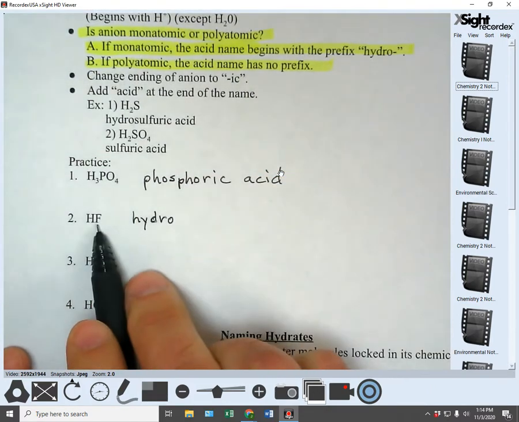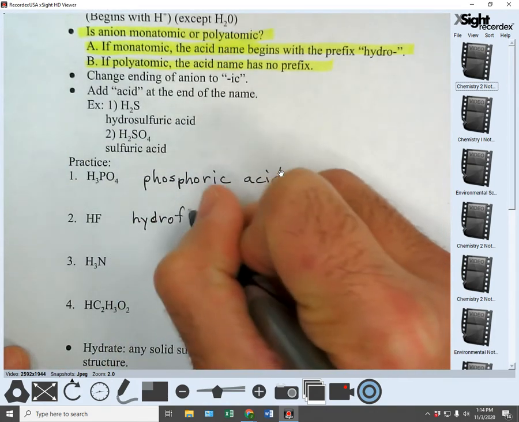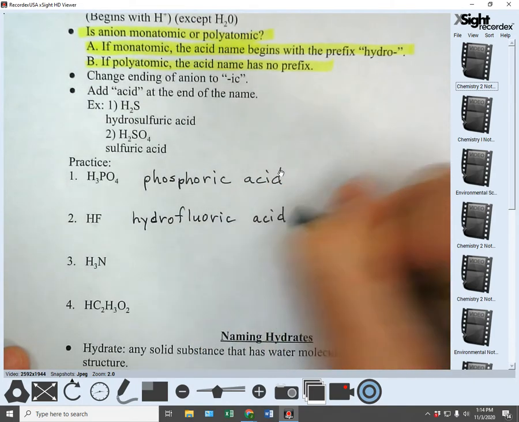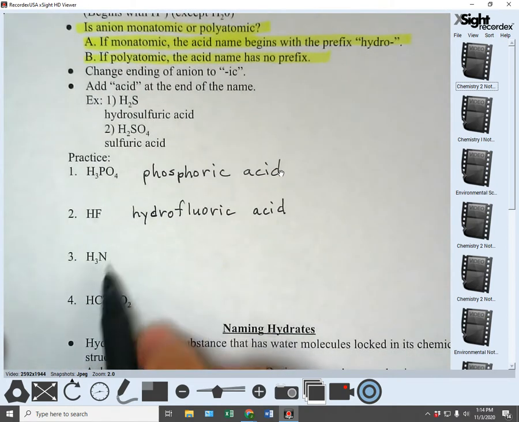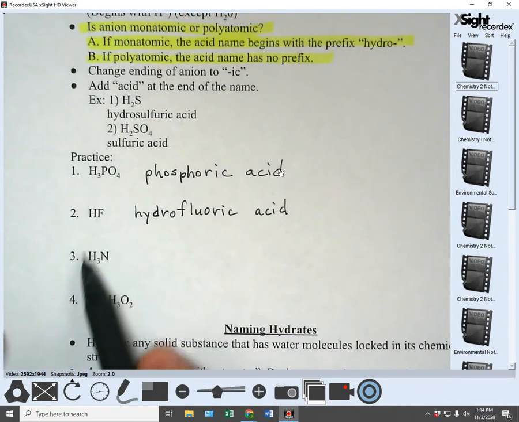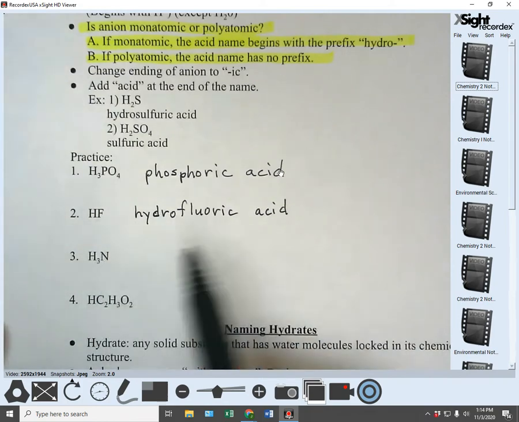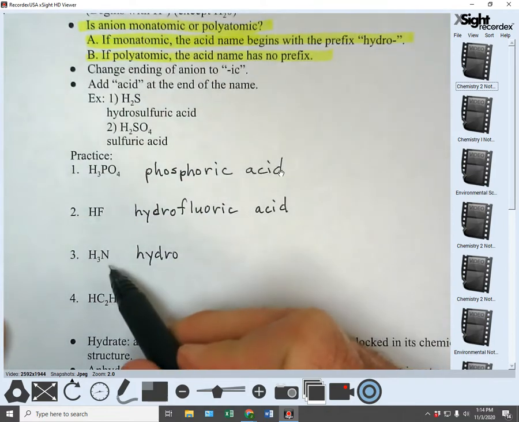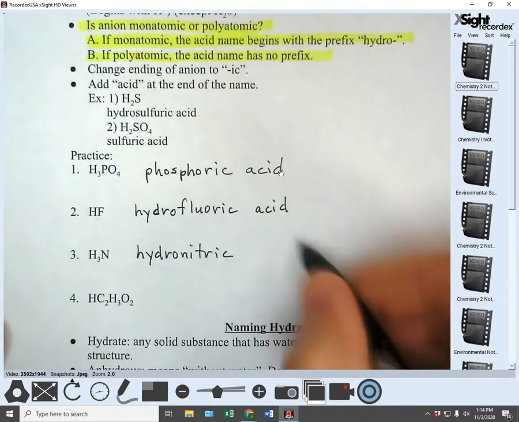This is fluorine. So fluorine turns to fluoric. So it's hydrofluoric acid. Okay. All right, next one. Okay, it's an acid, starts with an H. This part is monatomic. Okay, so it's hydro. Nitrogen turns to nitric, hydronitric, and then we add acid at the end.